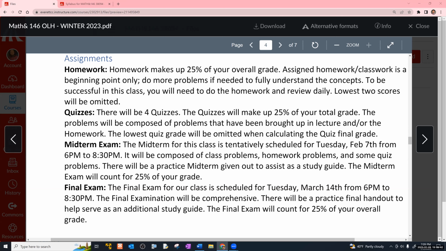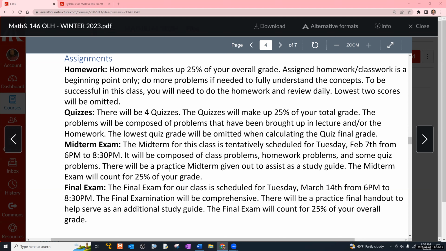It's going to open Tuesday morning, right at midnight, and it's going to close Wednesday at 11:59. So it's open for exactly 48 hours. And you just have to take it one time. You only got one shot at it, okay? You can't review your answers until after the midterm has closed out. So on Thursday the 9th, that's when you're able to go back in and see what you did.